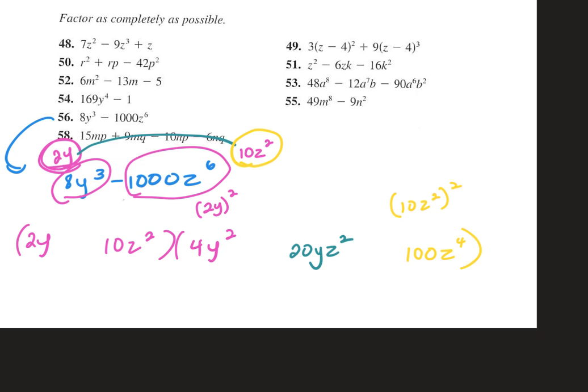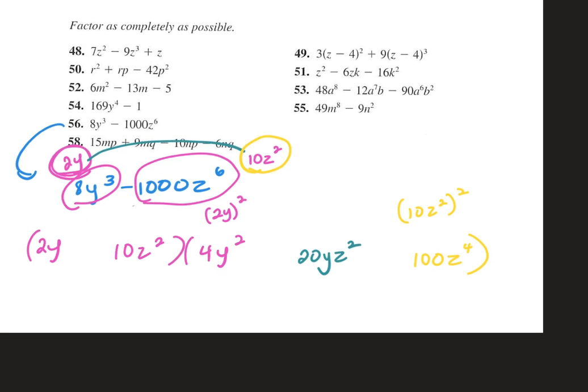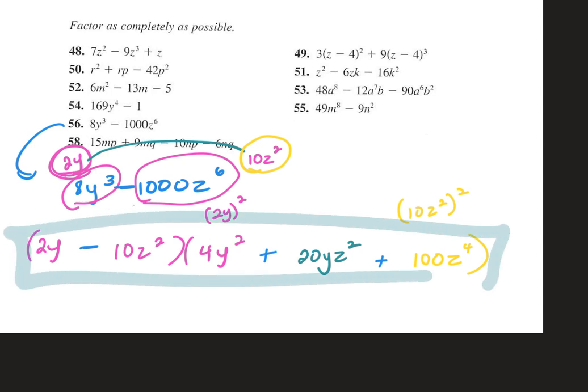And then our signs are SOAP. Same as the original, which is the minus. Opposite, which is plus. And always positive. So that's your perfect cube.